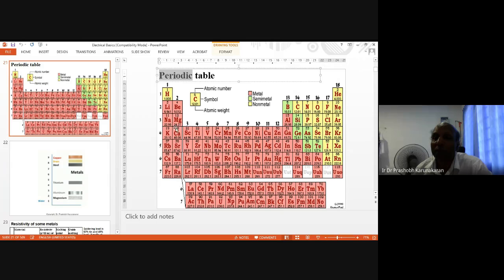So all the pink ones like to throw away electrons. This one likes to take in electrons, and the green ones are in between, half this side, half this side.